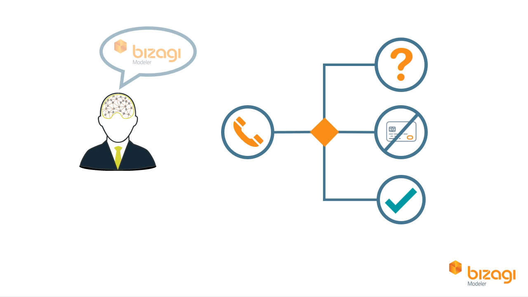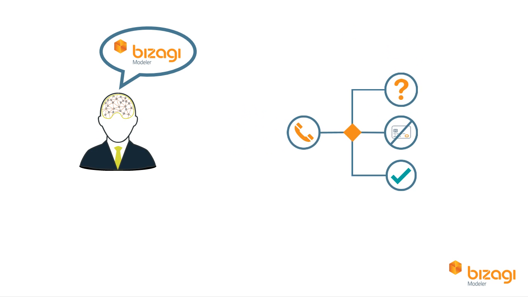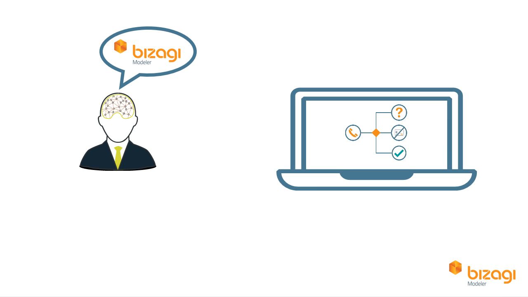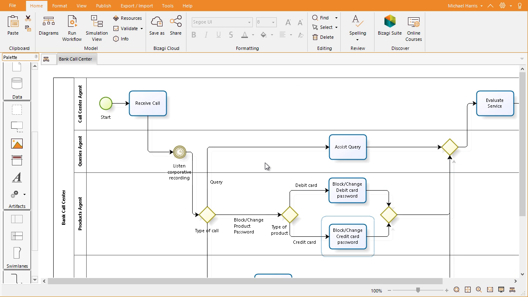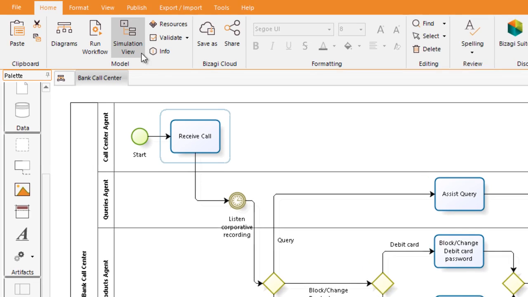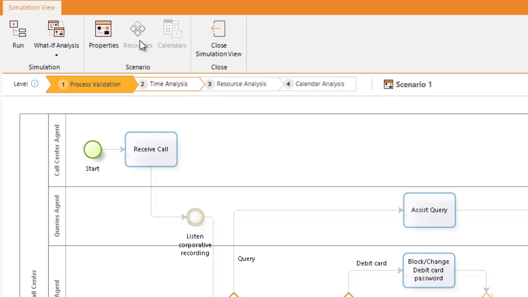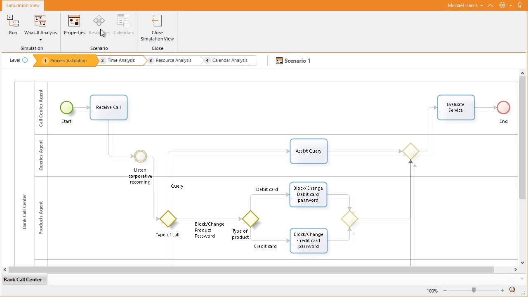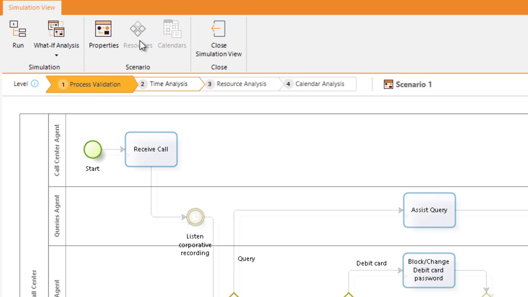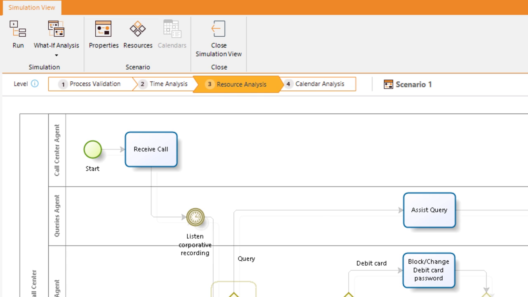Michael decides to simulate the process using Bizagi to evaluate the ideas in a risk-free environment. To do so, he starts with the process model. He clicks on Simulation View to enter the simulation environment. Although Michael is not a simulation expert, it poses no problem. Through the 4 intuitive levels, he will progressively present the necessary information to mimic real-life system behaviors.